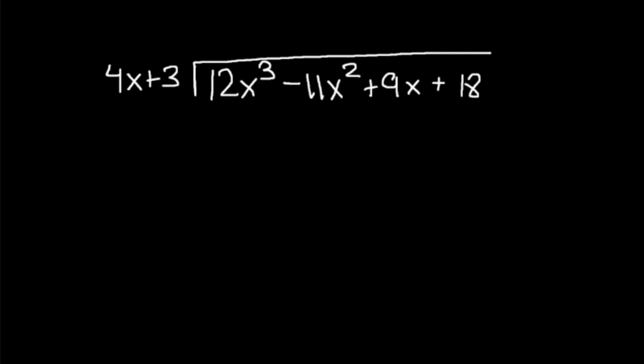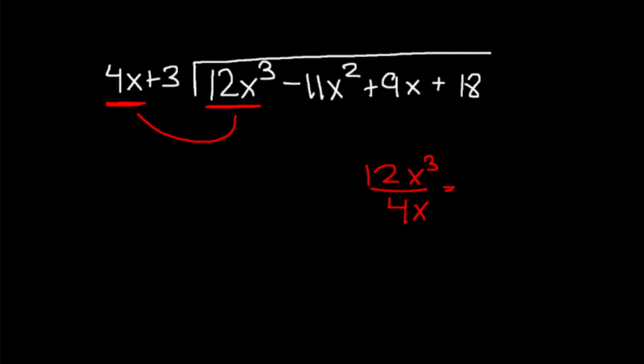So just like beforehand, this process is still going to remain the same. You're going to look at the leading term of the first polynomial, and you're going to look at the leading term of the other polynomial, and you're going to ask yourself, how many times does 4x go into 12x cubed? So you're going to divide 12x cubed over 4x.